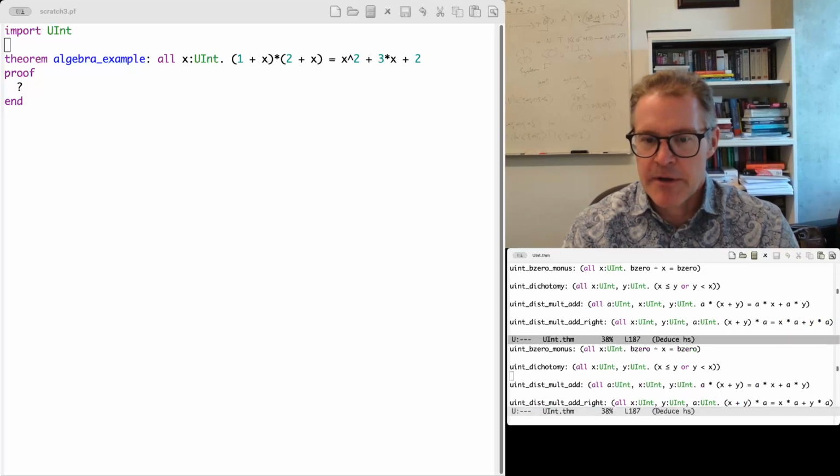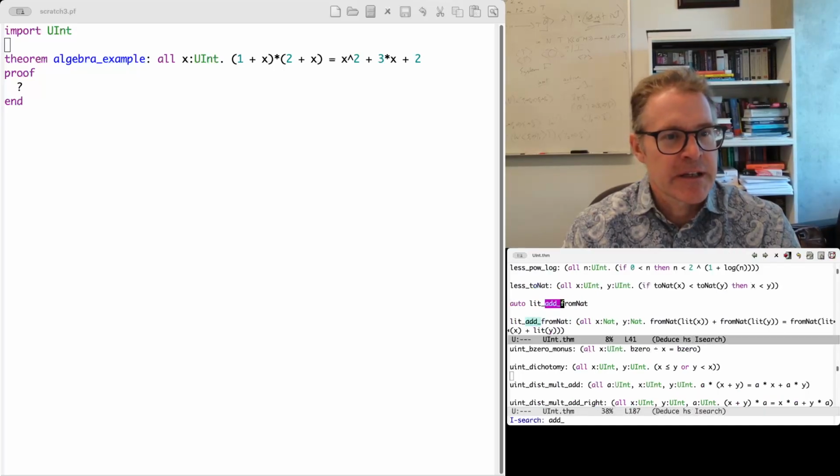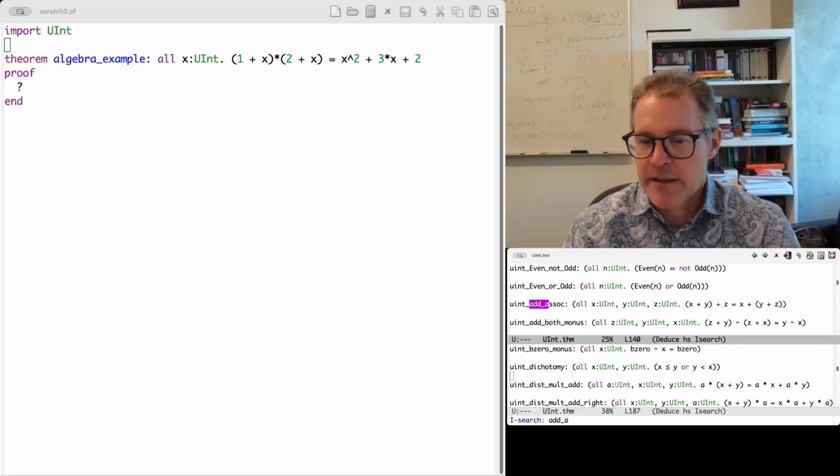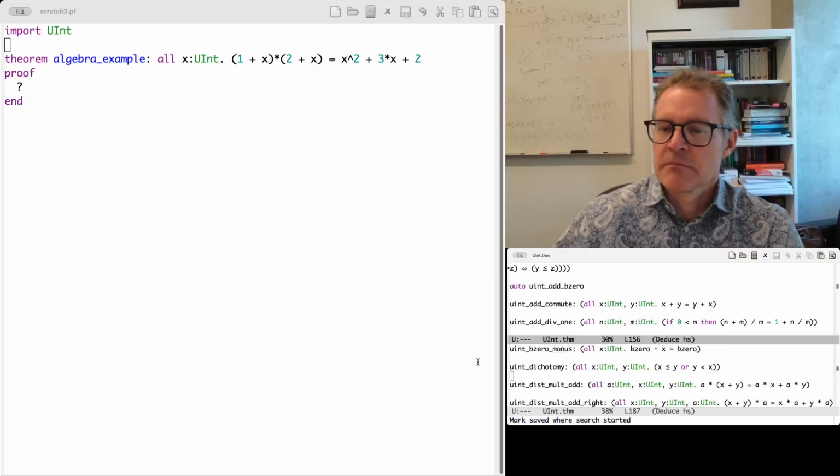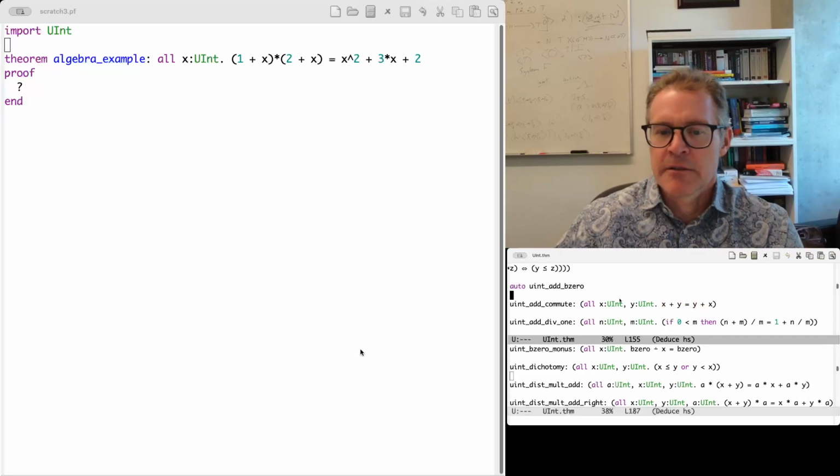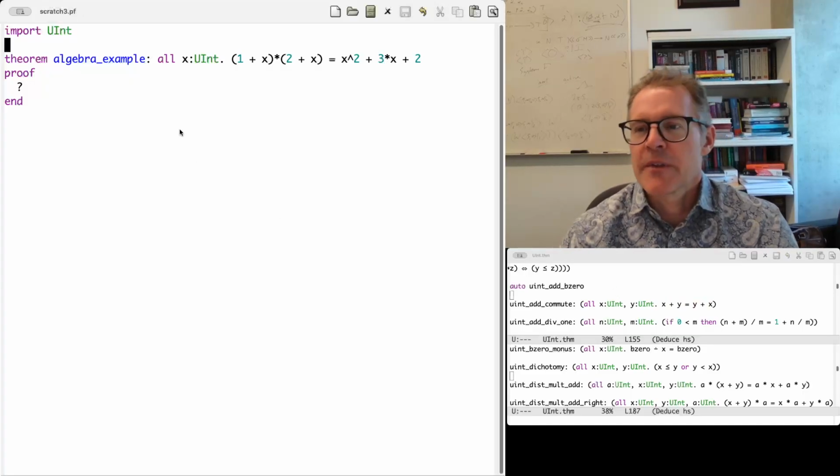Let's see, there's a couple other ones too, like add commute. Okay, if you have x plus y, that's equal to y plus x. So we'll be using those theorems from the library.